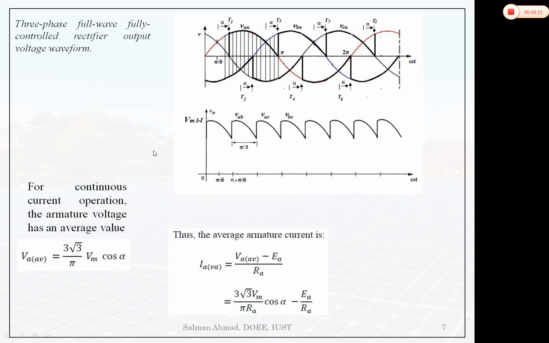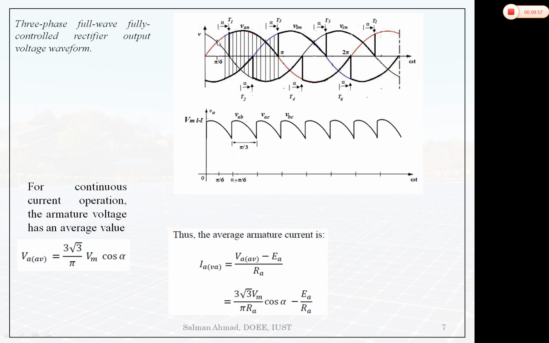You can see phase VAN, Vm sin omega t, starting from the origin. So this is VAN, at pi it is 0, then at 2 pi again it is 0, like that. Similarly, we have VBN, which is lagging by 120 degrees, and we can draw the waveform like this. Similarly, VCN, which is lagging by 240 degrees. So this is pi, this is 60. So it is lagging 240 degrees, and we have VCN like this.